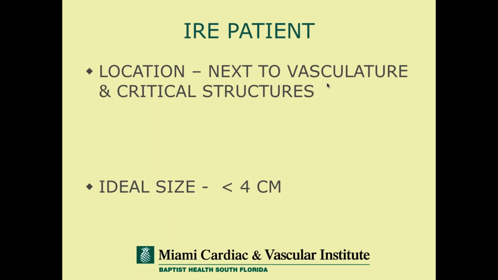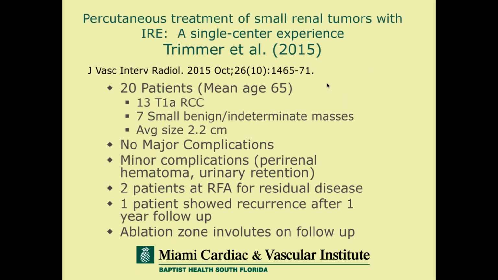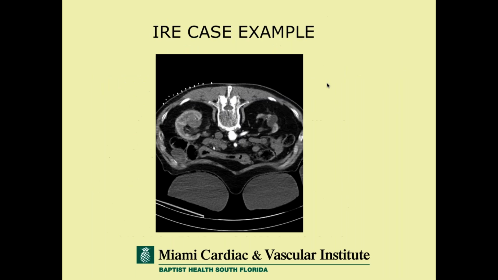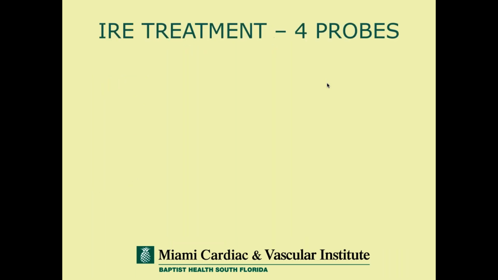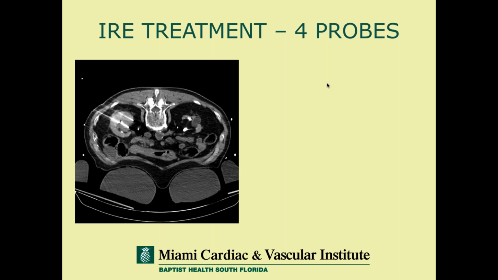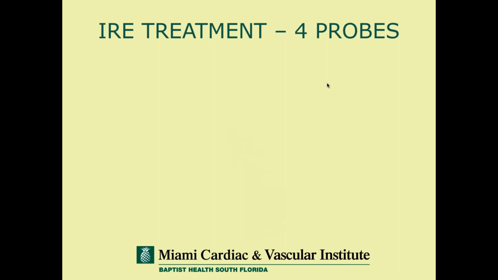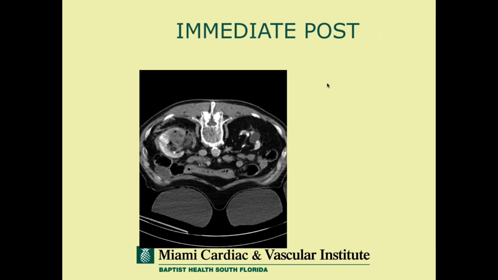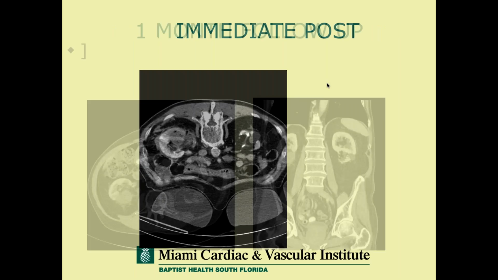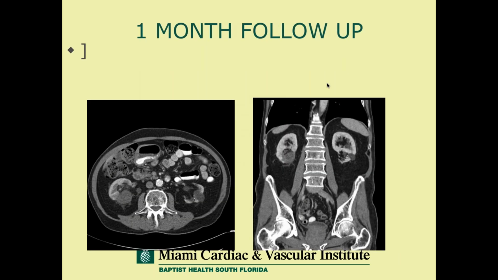I think we're still studying it in the kidney, and initial work was written by Clayton Trimmer in 2015. He looked at 20 patients, 13 of them with T1A lesions, and showed good results. And here's an example of one of these cases. Place 4 probes. Again, you want to place these arrays in parallel form, and the treatment there. And you can see there after the treatment, at 1 month follow-up, that post-ablative area with IRE.